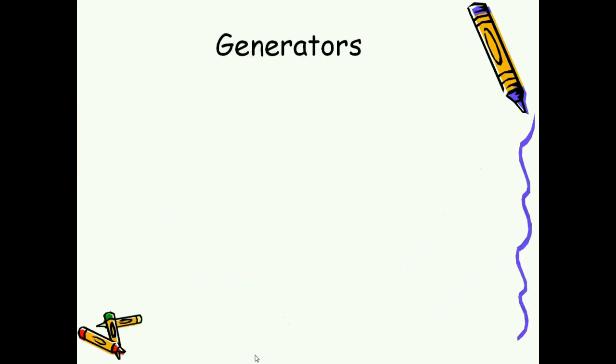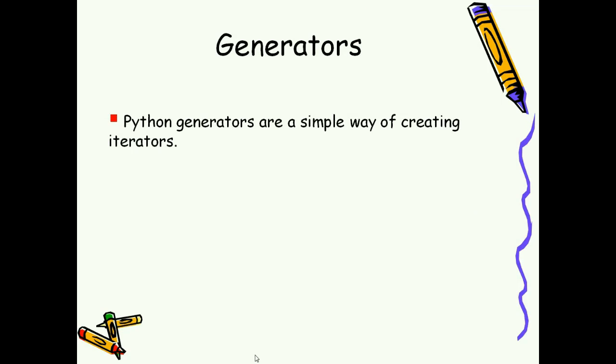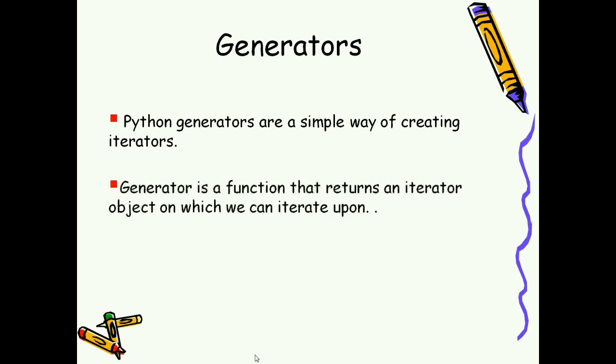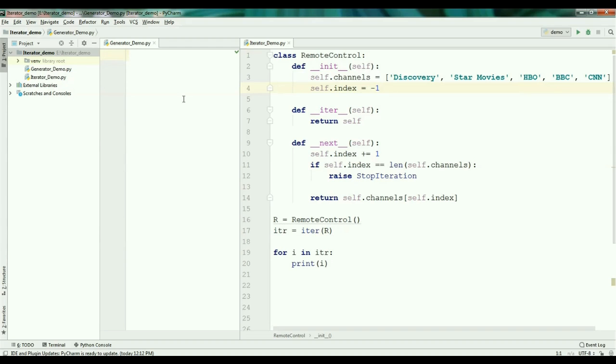So what are generators? Python generators are a simple way of creating iterators. A generator is a function that returns an iterator object on which we can iterate. Okay, now let's open the Python PyCharm editor and see how to create generators.